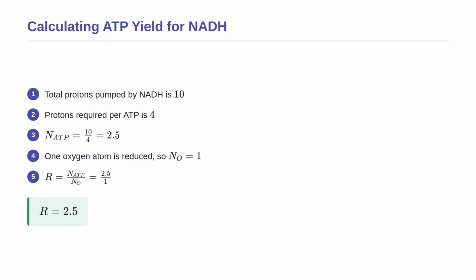Since one molecule of NADH passes its electrons to exactly one oxygen atom to make water, our N sub O value is simply 1. We substitute 2.5 and 1 into our efficiency equation. The final answer is a ratio of 2.5. Physically, this means every NADH molecule successfully manufactures 2.5 molecules of ATP for cellular work.